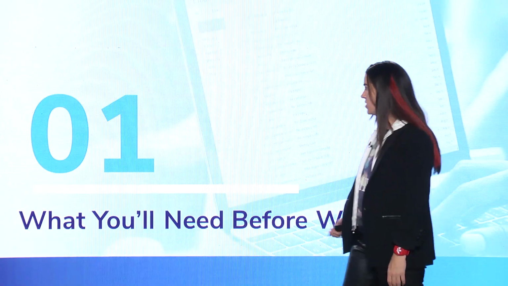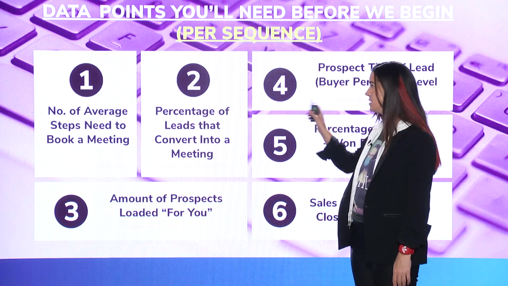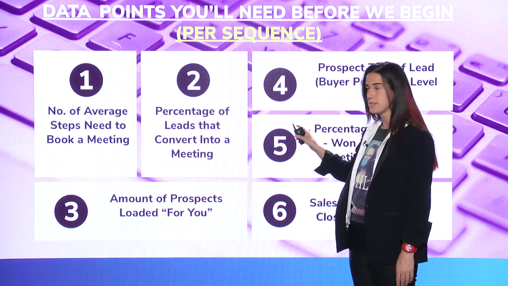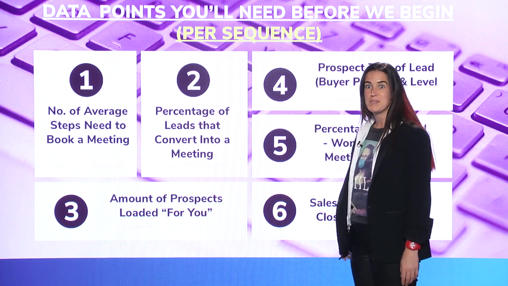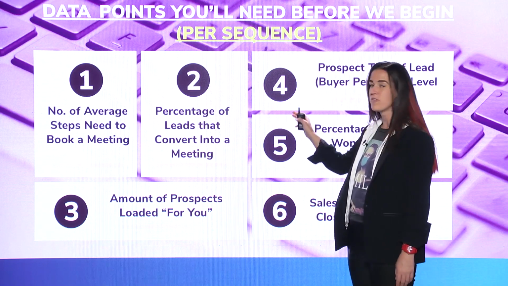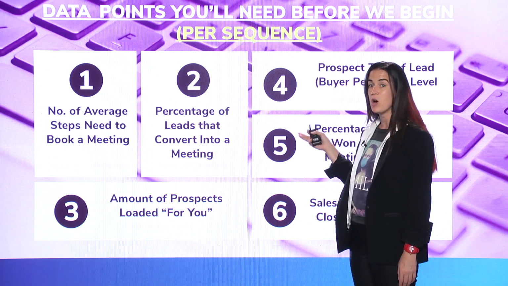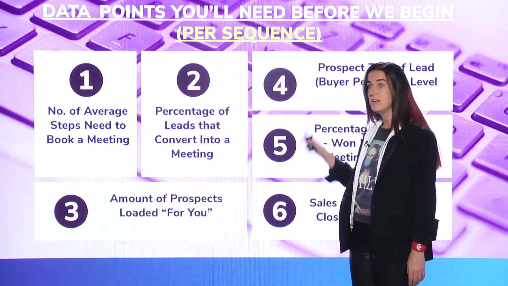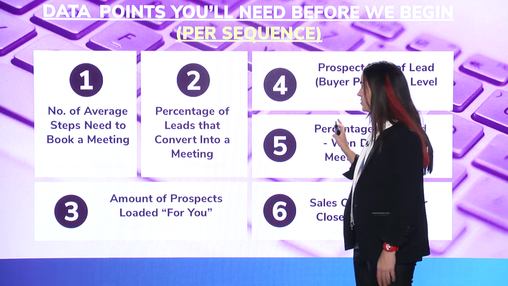So let's start with what you'll need before we begin. Number 1 is the number of average steps it took your reps to book a meeting for each sequence. Sometimes it's 4, or sometimes it's anywhere up to 15 or 20 steps. It depends on the sequence. So you want to gather from a data perspective for each sequence that you're running within your book, how many steps did it take for them on average to book a meeting? Number 2, the percentage of leads that convert into that meeting. Keep in mind it's percentage, so not raw volume. We want to make sure that we're accounting for the inputs.